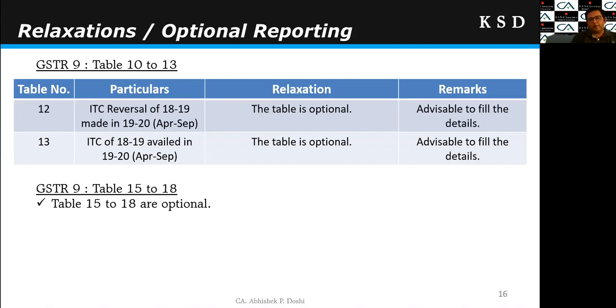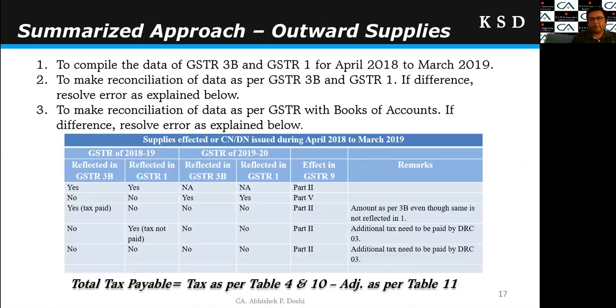And at last, tables 15 to 18 have been made optional, right? Tables 15 and 16 are regarding some other details of the refunds, and details of the HSN of outward supplies and inward supplies. All these tables are made optional. So one may choose not to report anything in tables 15 to 18. Right? So this is all about the GSTR 9 structure and relaxation.